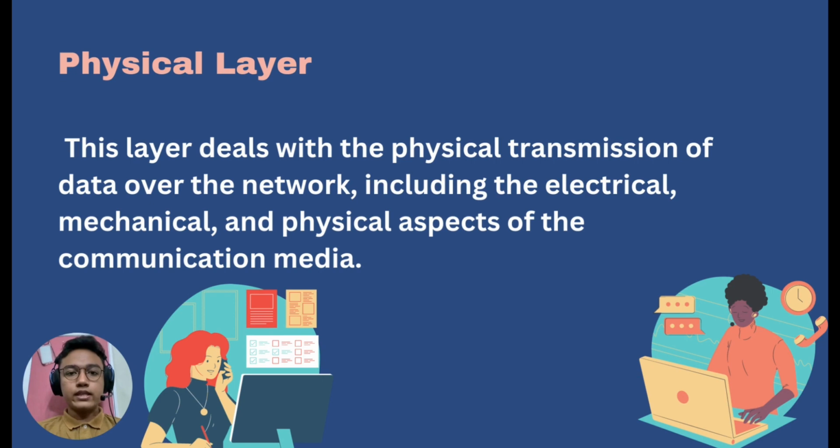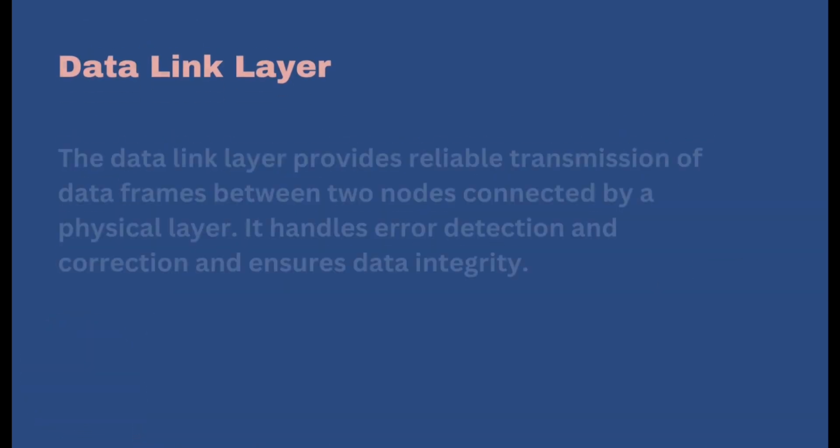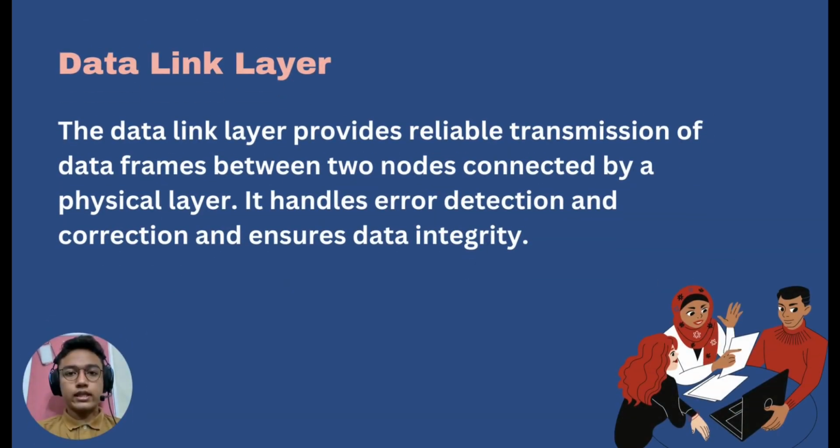The first layer is the physical layer. This layer deals with the physical transmission of data over the network, including the electrical, mechanical, and physical aspects of the communication media.